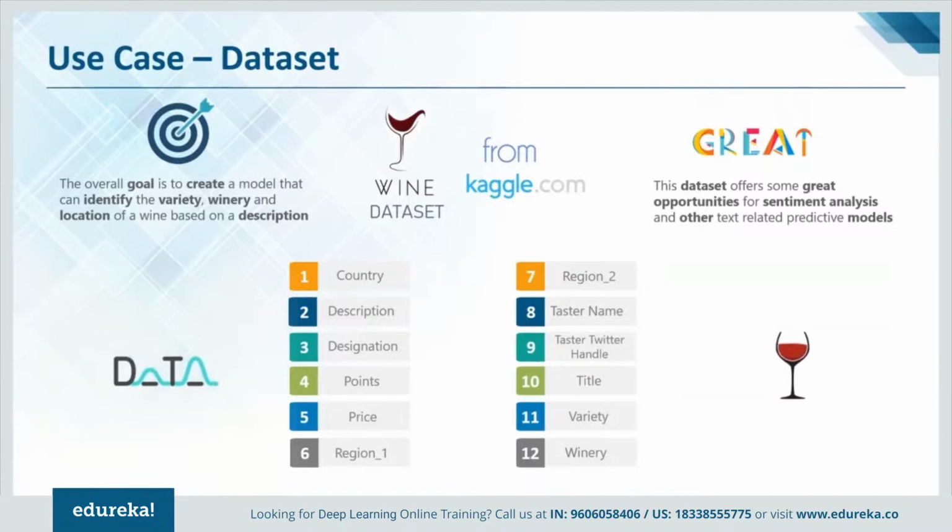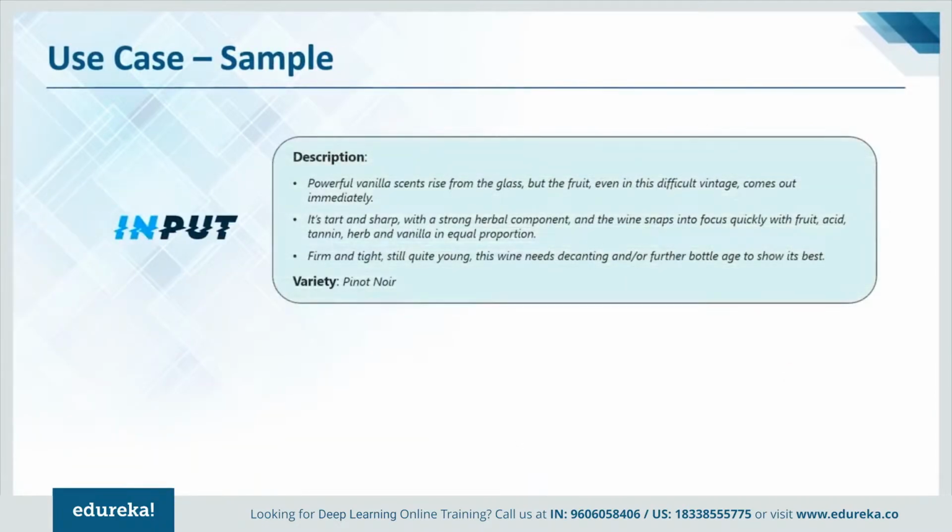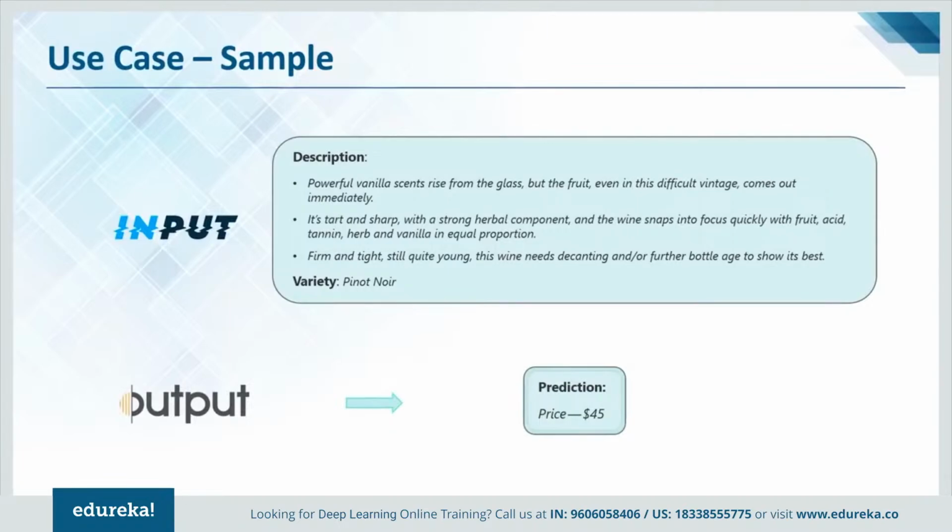So now that that's clear, we need to take a look at the sample data case. So here we have a description for the wine such as scent, if it's tart, firm or needs more decanting, etc. So this forms our input for the model, guys. And the output our model provides just from all of this textual information is the pricing that it predicts. How cool is that, guys?